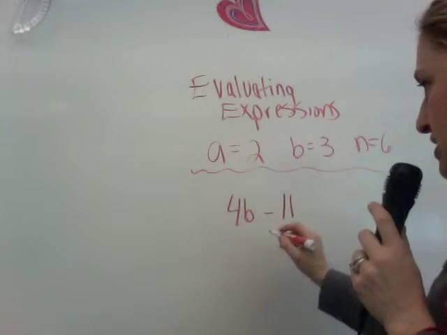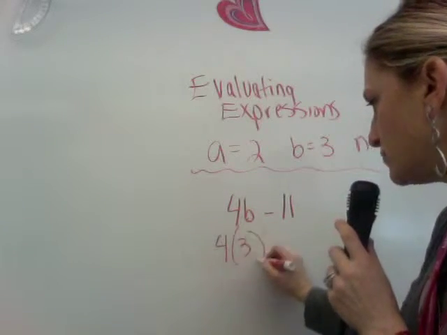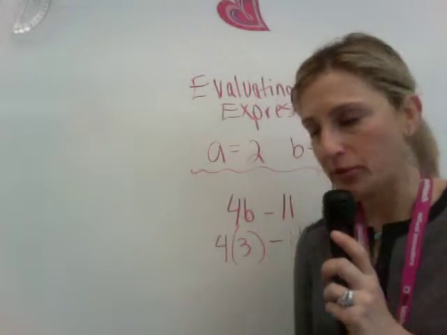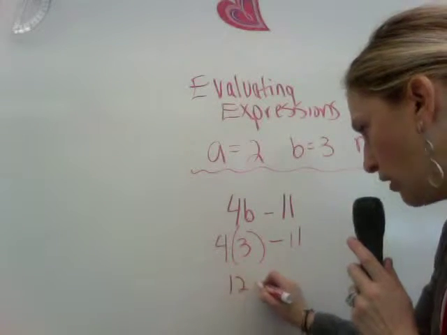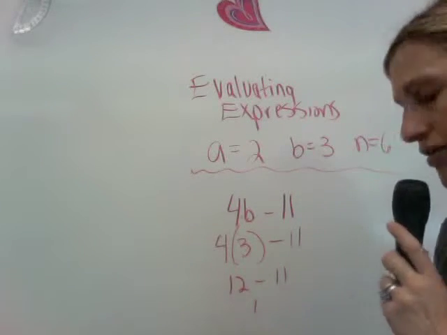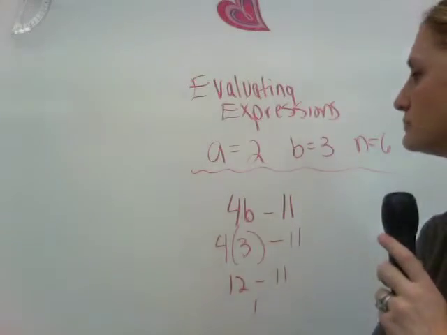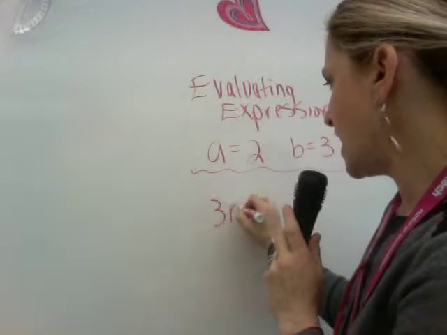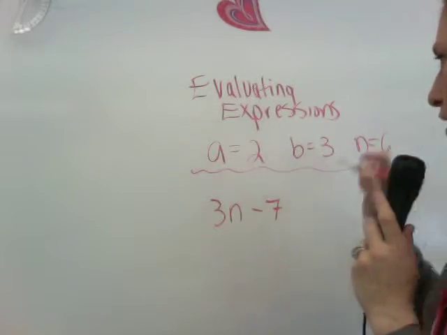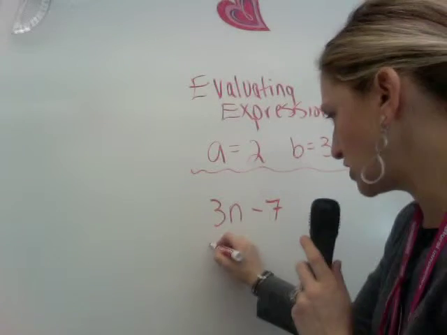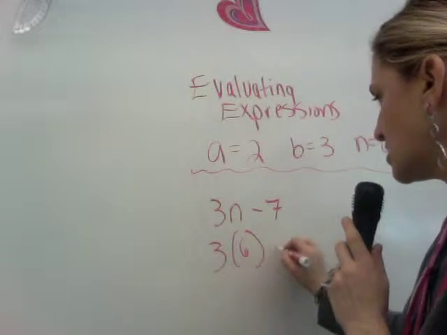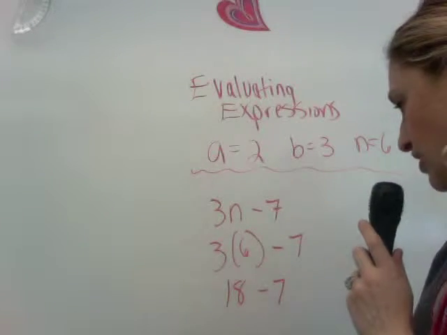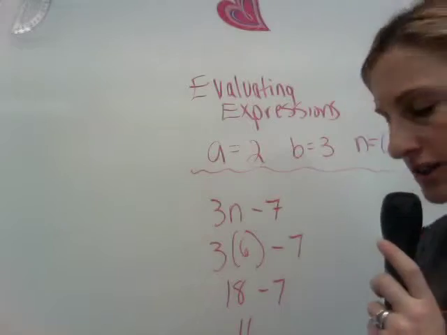So if b is 3, it's 4 times 3 minus 11. You always have to use the order of operations. So 4 times 3 is 12 minus 11. The answer is 1. The next one, 3n minus 7. So we're going to plug in 6, so it's going to be 3 times 6 minus 7. And 3 times 6 is 18 minus 7, and the answer is also 11.